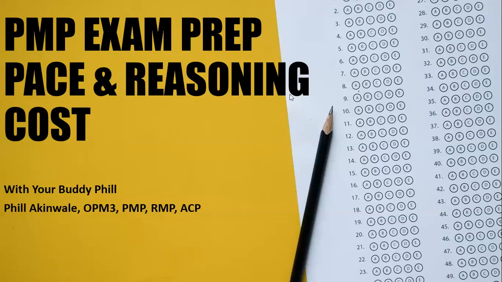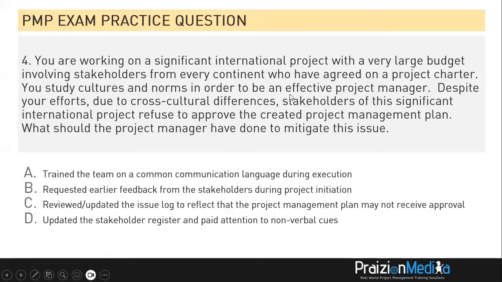And it reads, you are working on a significant international project with a very large budget involving stakeholders from every continent who have agreed on a project charter. You study cultures and norms in order to be an effective project manager. Despite your efforts, due to cross-cultural differences, stakeholders of this significant international project refuse to approve the created project management plan. What should the project manager have done to mitigate this issue? I'll give you some time to read it.